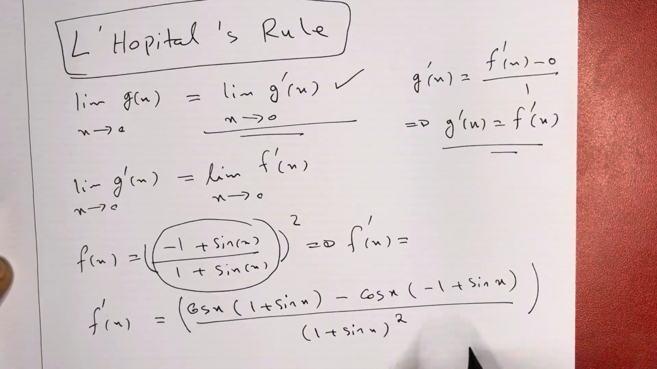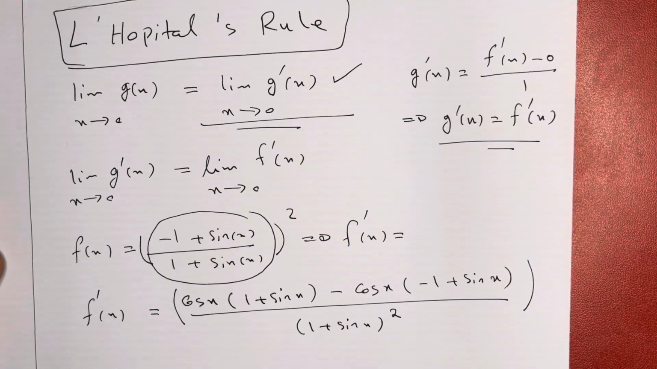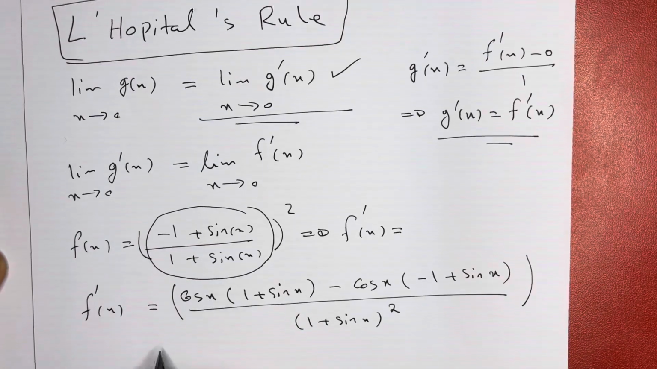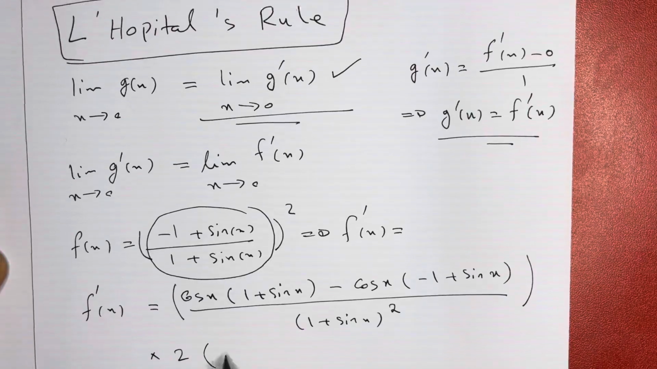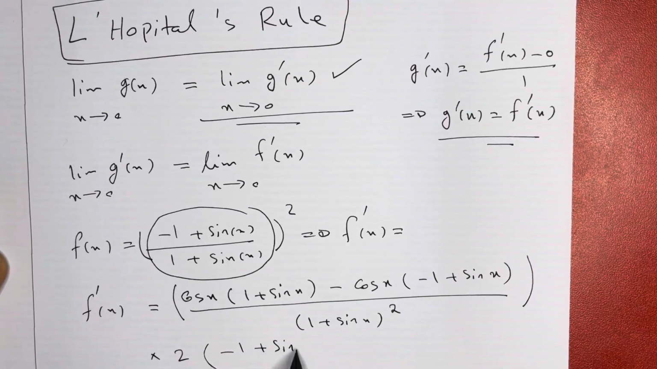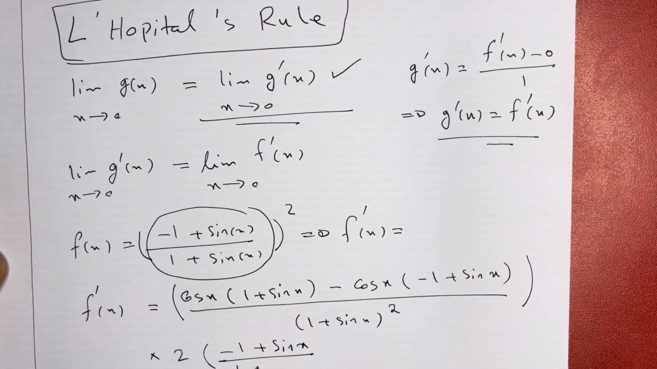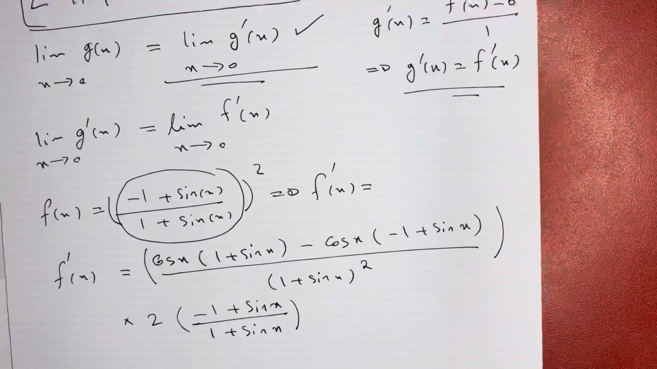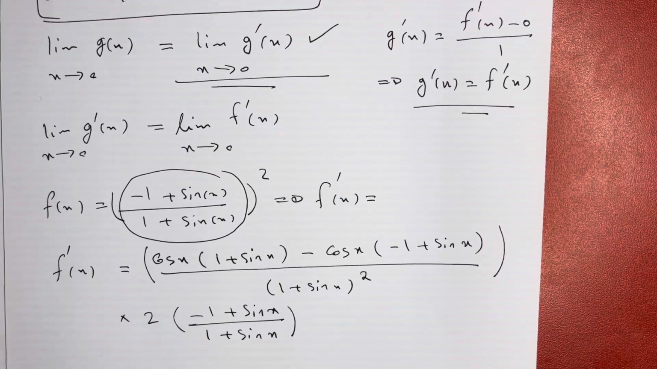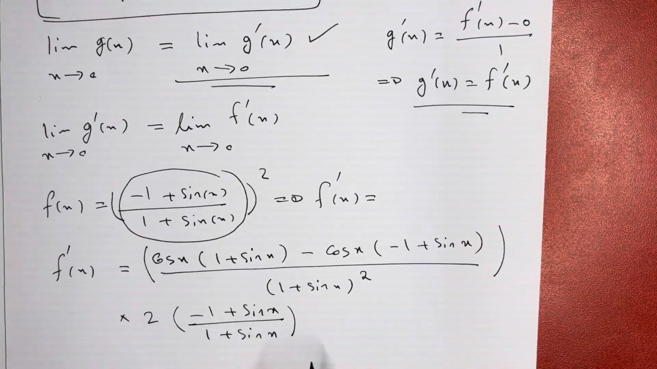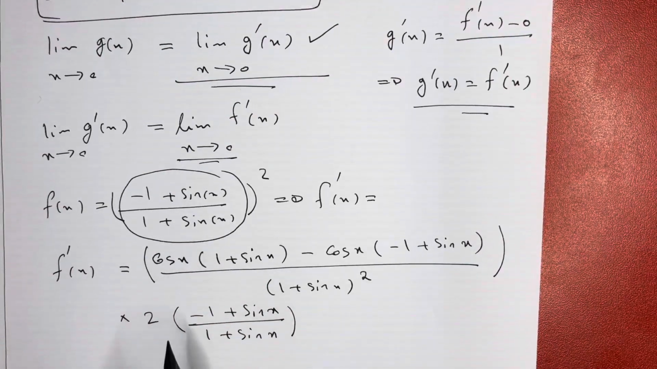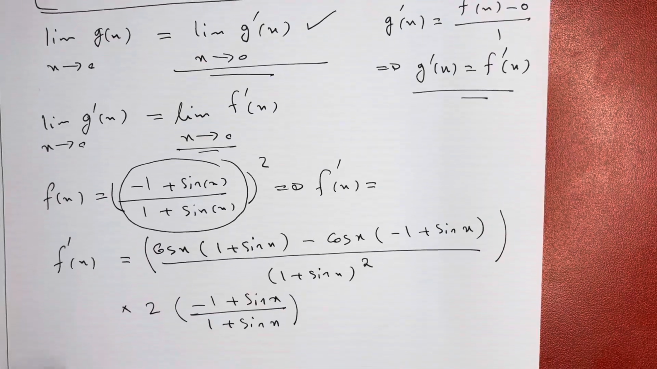Now this is just the derivative of what is inside the parentheses. This one times 2 times (minus 1 plus sine x) divided by (1 plus sine x). It looks a little bit complex, but if you put x equal to 0, because we are going to evaluate when x goes to 0, it makes our job much easier.